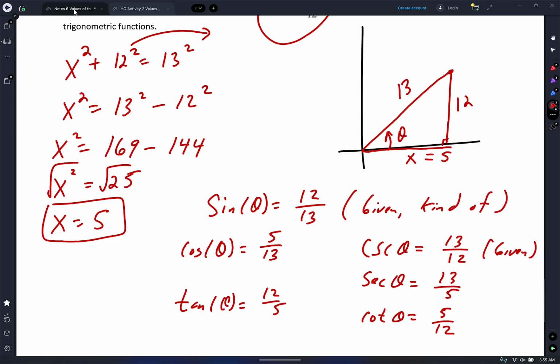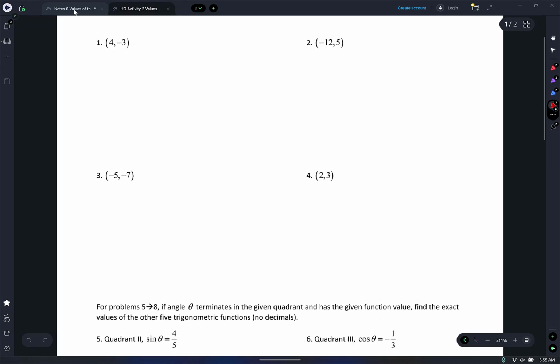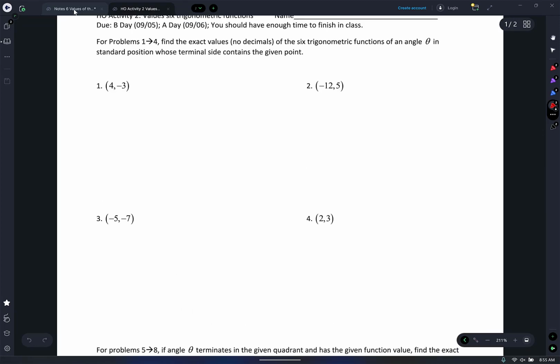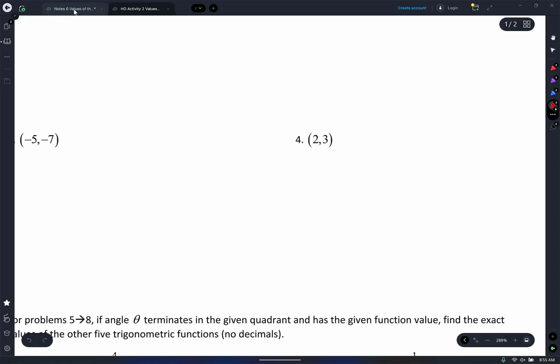Did everyone grab an activity? All right, so I will do one question for you. Let's go to the activity together. I kind of feel like doing number 4. Can I do number 4? All right, number 4.